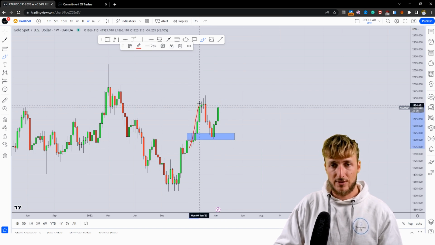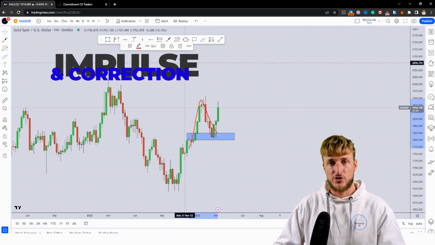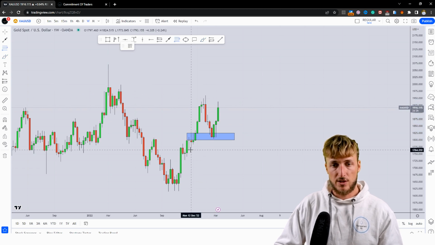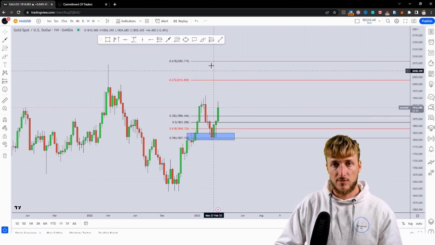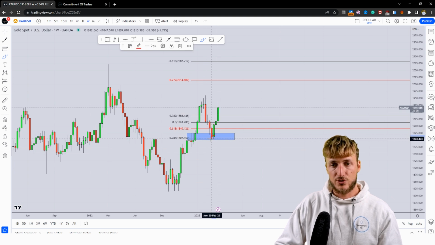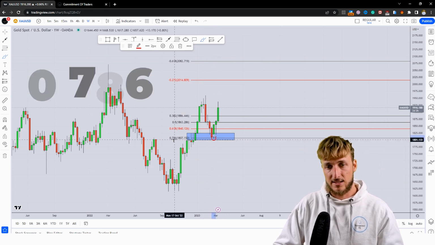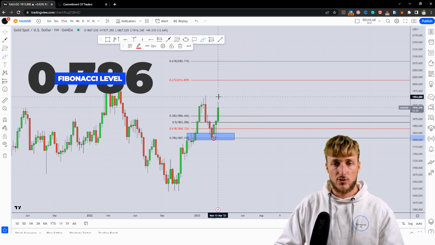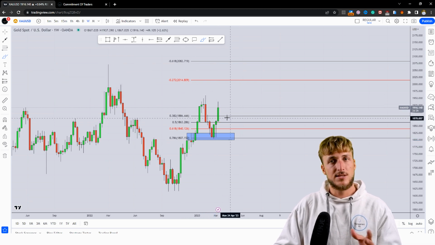Also important to point out that since we have an impulse, if we want to measure the correction, what we have to do is take our Fibonacci from the low to the high of the impulse. And if we do that, we can see how precisely the market here tested exactly the 0.786, and currently it is rejecting it to the upside. And this is usually what happens.